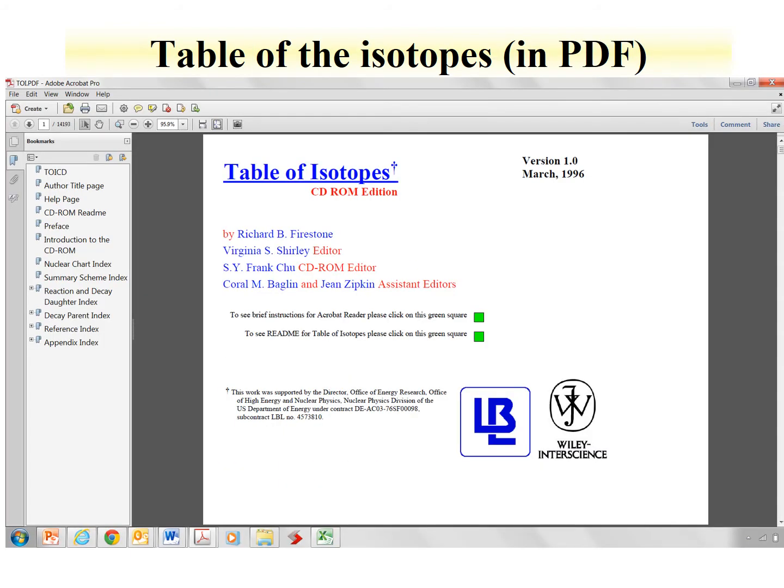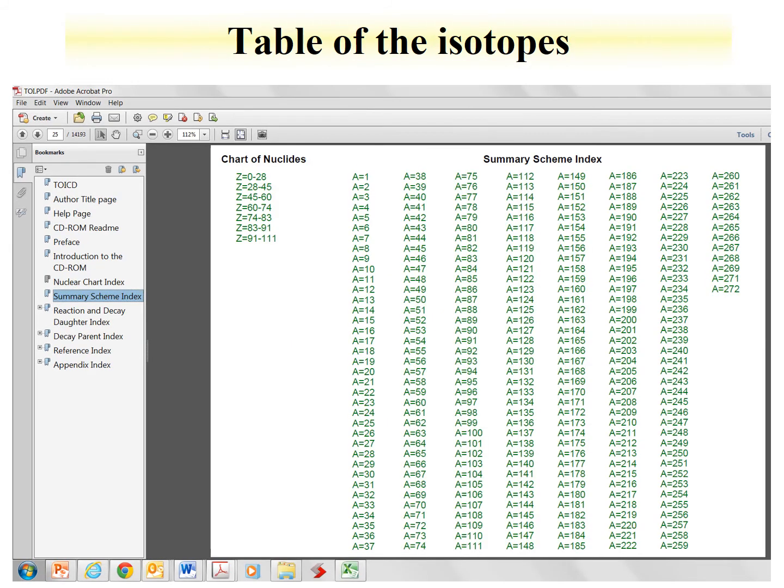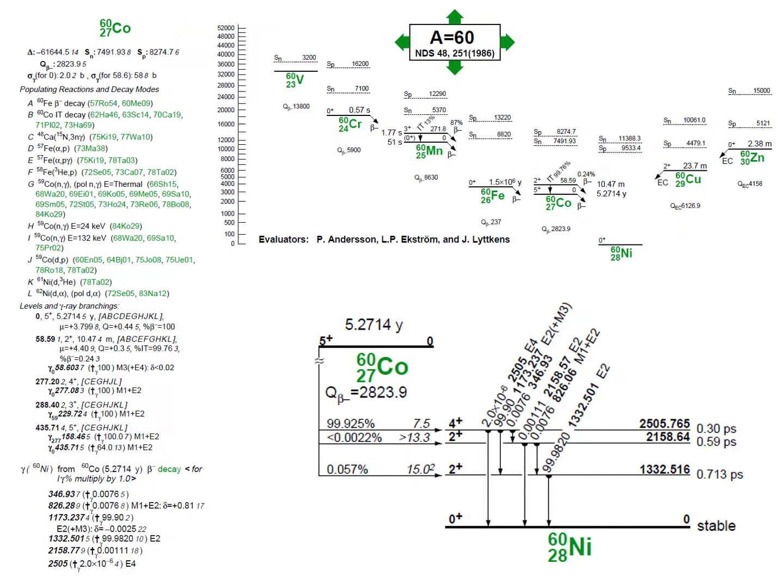One can utilize the table of the isotopes in the PDF form as shown here. Opening it up, you would see this page. You can click on the summary scheme index. You would get a table that's shown here. This would allow you to pick any summary of isotopes with a given mass. The mass parabola, for instance, we'll select A of 60. We would click on that. It would pull up information, and it would go to this mass parabola as shown here.